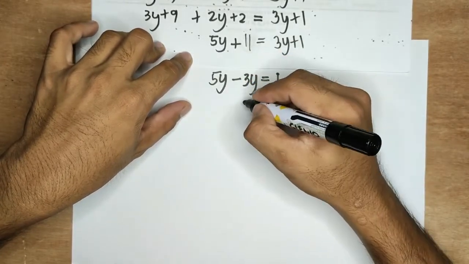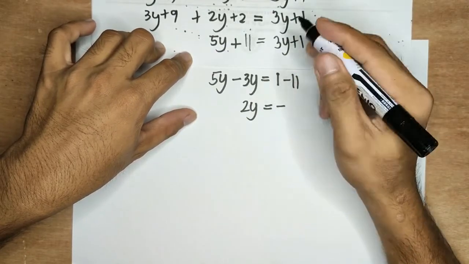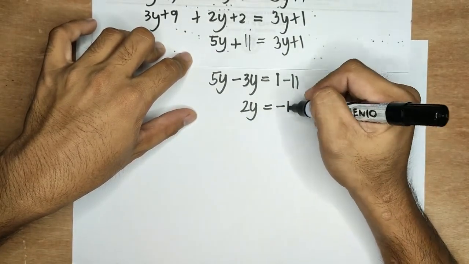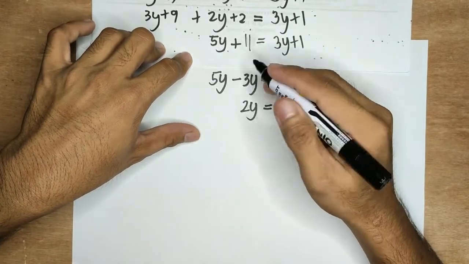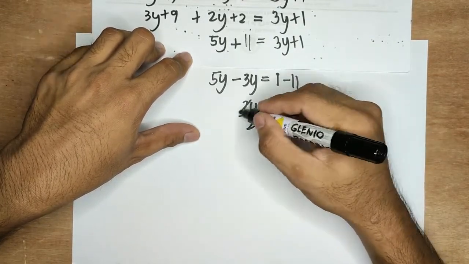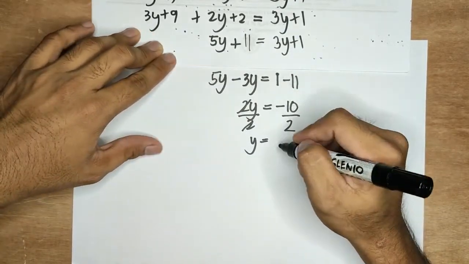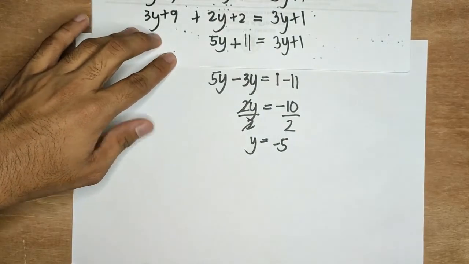5 minus 3 is 2. We affix the variable y. 1 minus 11 is negative 10. So, to get rid of this numerical coefficient, we divide both sides by 2. So, we have y is equal to negative 10 divided by 2, which is negative 5.